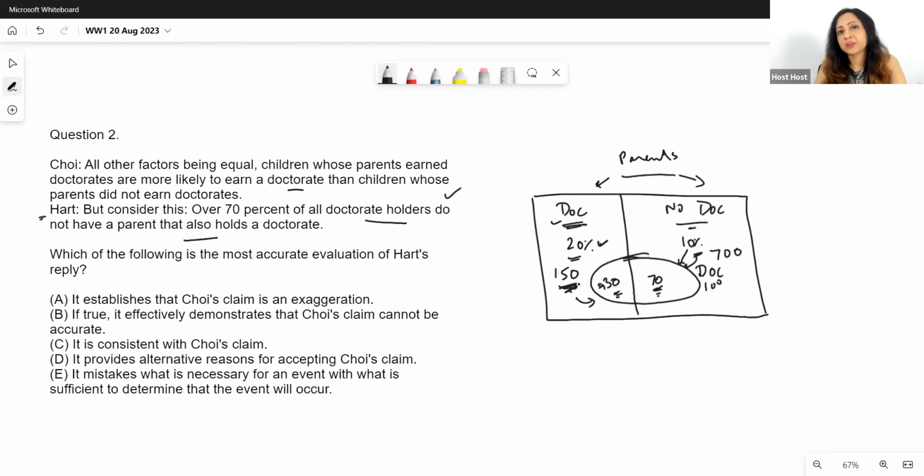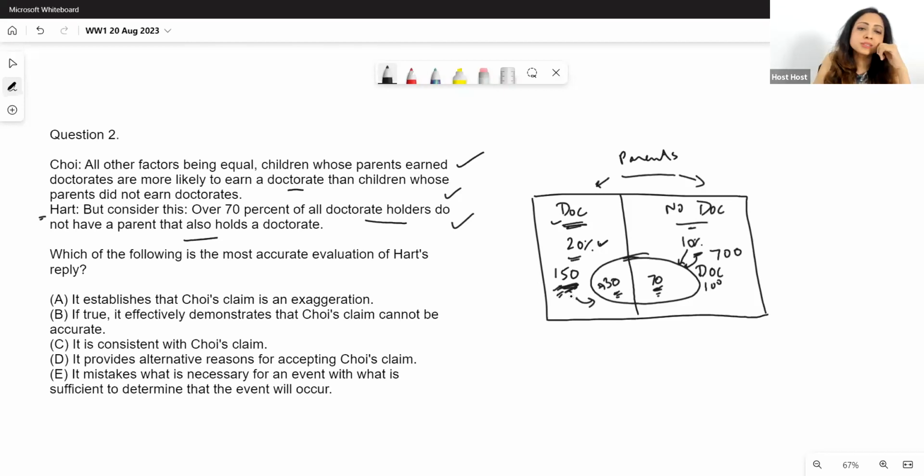Why? Because the number of parents who have doctorates could be a smaller number, right? It might seem to us that these two are saying conflicting things, but it is not necessary that they are. It really does depend on how many parents have a doctorate and how many parents do not have a doctorate, right? All right.